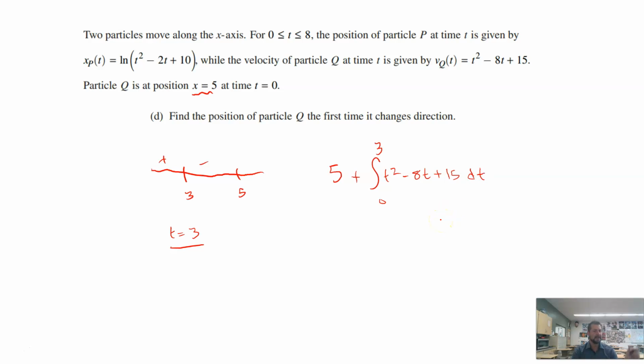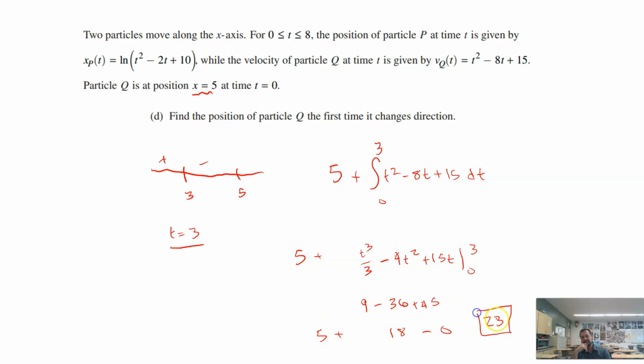Now again, with a calculator, this problem is fairly easy. Without a calculator, I have to take the antiderivative, so I get t to the third divided by 3 minus 4t squared plus 15t, and evaluate that from 0 to 3. So I plug 3 in. 3 to the third is 27 divided by 3 is 9. 3 squared is 9 times 4 is 36. 5 times 3 is 45. So when I add all those together, I get 18. When I plug 0 in, I just get 0. So 18 minus 0 is 18. I still have the 5 out front, so 5 plus 18 is equal to 23.